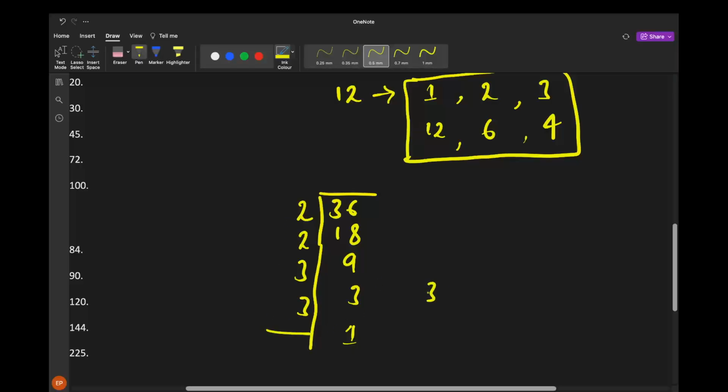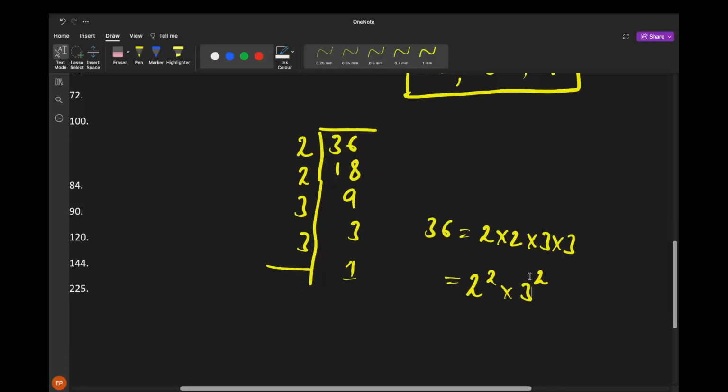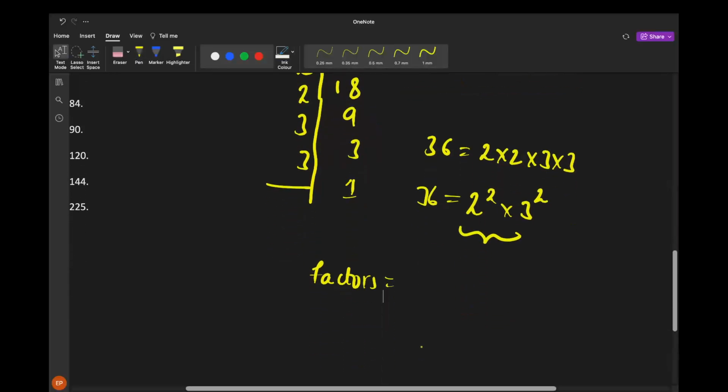So I can write 36 as 2 into 2 into 3 into 3, which means 2 power 2 into 3 power 2. Then only we can get 36, right? 2 power 2 means 4. 4 9s are 36. So this is the prime factorization for 36. From this we can find the number of factors. As I told before, just increment the powers and multiply them. 2 plus 1 into 2 plus 1, which gives 9. Means 36 has 9 factors.